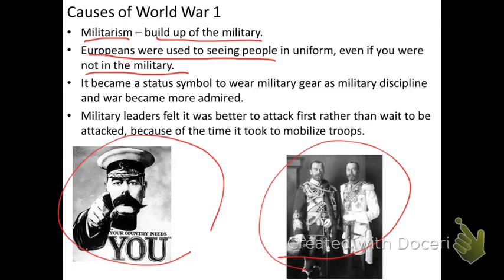It's kind of weird, but Europe is a strange place. That's why we left it and came over here.